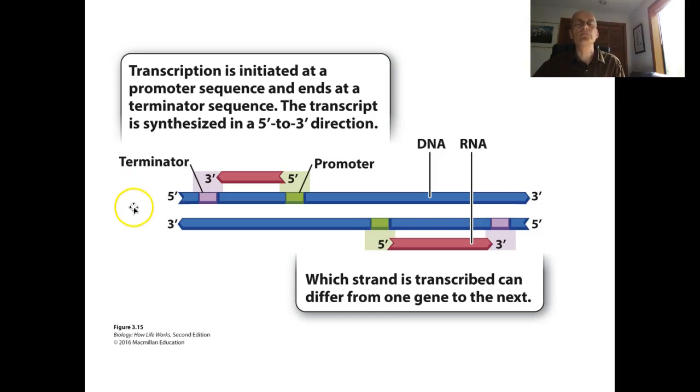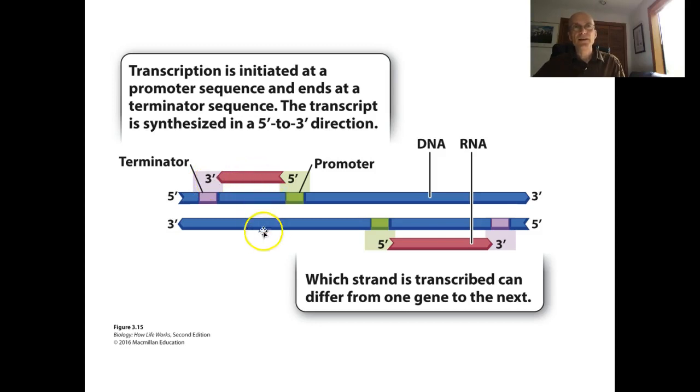So in those types of cells that have a nucleus, eukaryotes, they have a promoter where transcription starts, and then it's synthesized in the 5' to 3' direction. And then it ends, transcription ends at the terminator.